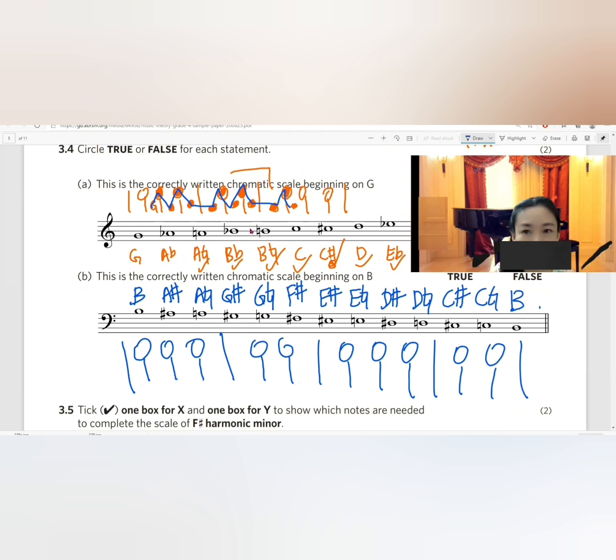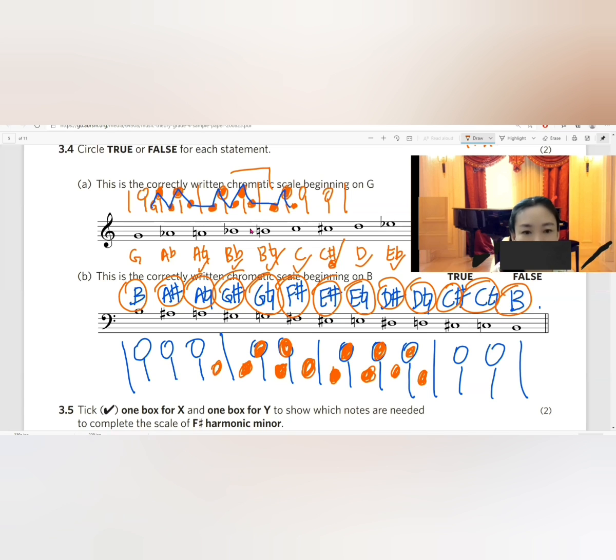So the first one is B. The first note here is a B, so B is here. Then after that, A sharp is done. Next one is A natural, and then next one is a G sharp. G sharp goes down to G natural. G natural goes down to F sharp, which is here. And then this is an E sharp, which is here. After E sharp is E natural, which is here. And then this is a D sharp, and this is a D natural. And then C sharp is done, and then C natural, and then B natural. Okay, looks like all are in chromatic movement. So in this case, the answer here is true.